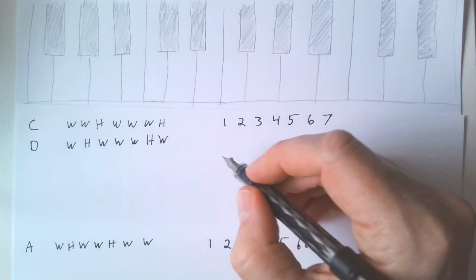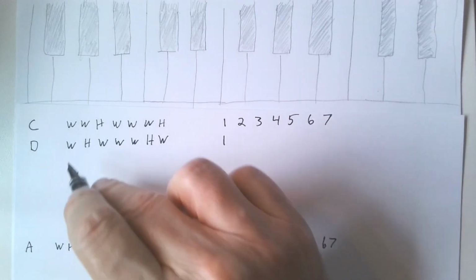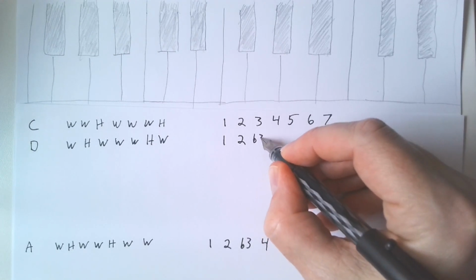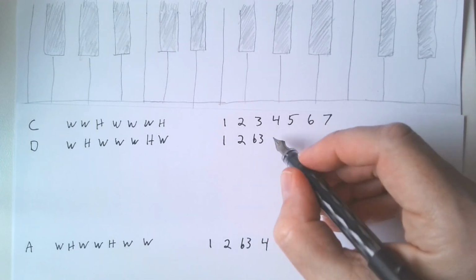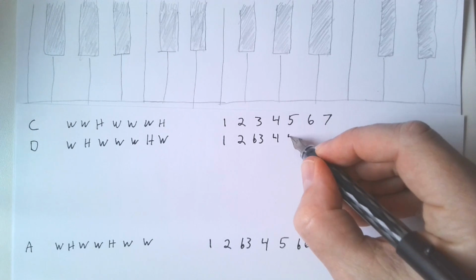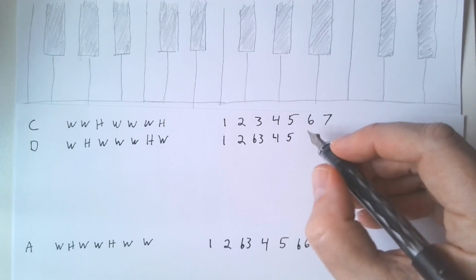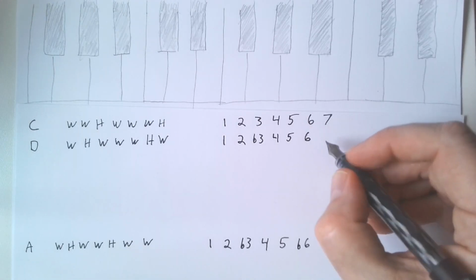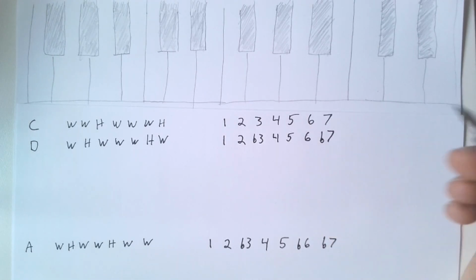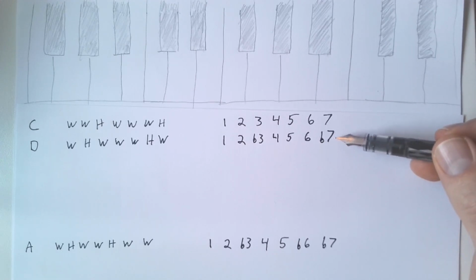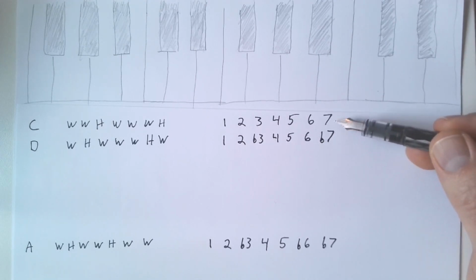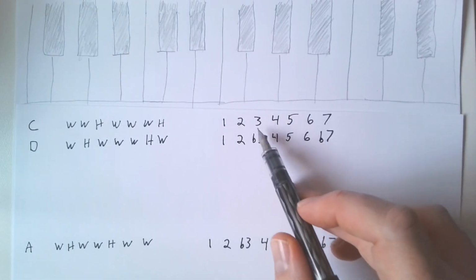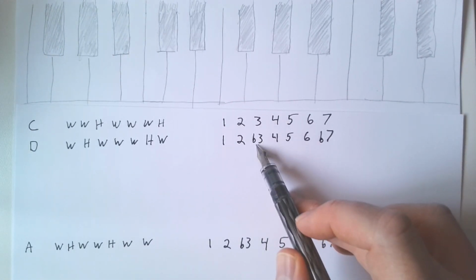Well, that would come out to the 1. The whole step will go to the 2. The half step will go to the flat 3. The whole step will go to the 4. Whole step to the 5. Whole step to the major 6. And then a half step to the flat 7. What's the difference between starting on a D and starting on C when it comes to this pattern? This pattern is only going to be different by the major third becomes the flat third.